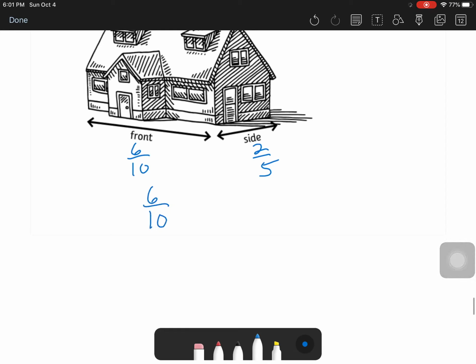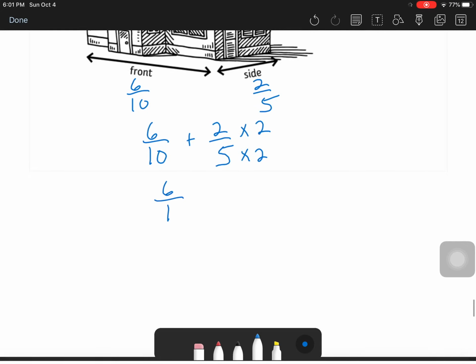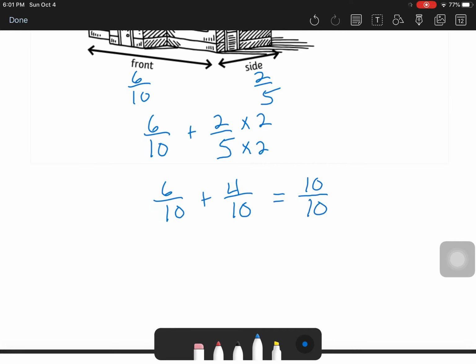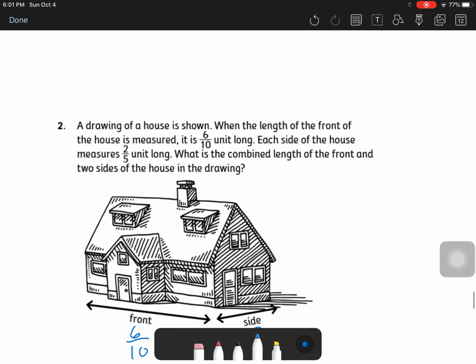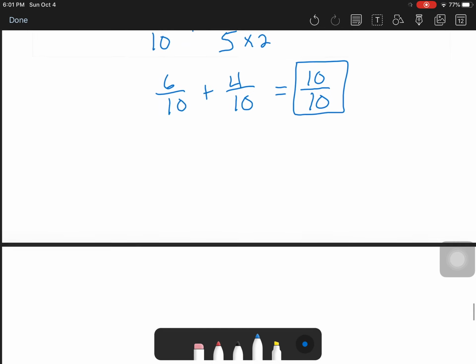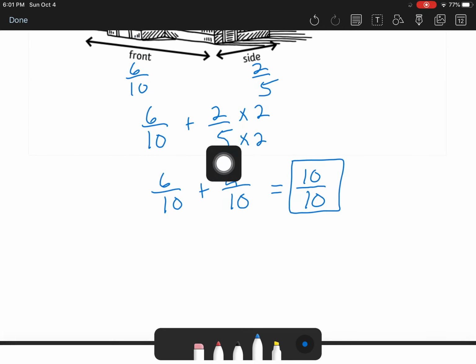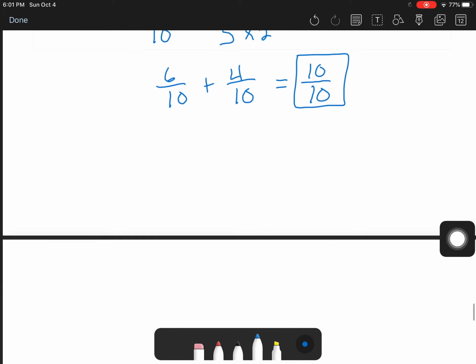Okay, so we're going to have 6/10 plus 2/5, right? Now, again, the denominators are different, 10 and 5, so we need to multiply the 5 by 2 so that we can make it a 10, and we need to do the same on the top and on the bottom. So I've got 6/10 plus 4/10, and if I add those together, now I've got 10/10. Okay, so I'll have 10/10 units. Did they give? Yeah, they just said units. Okay, so again, different denominators, you need to make common denominators.